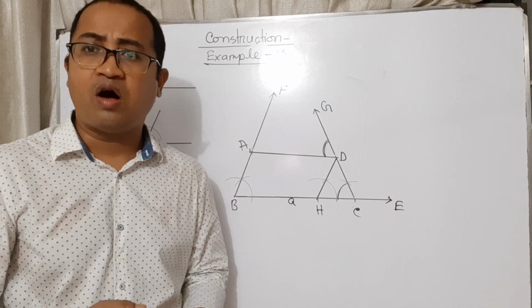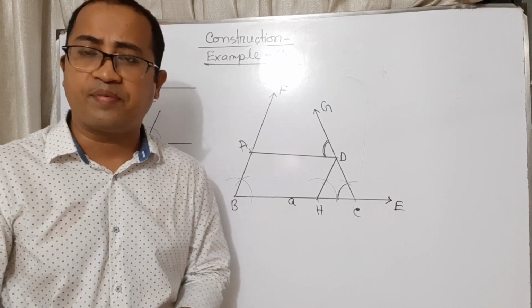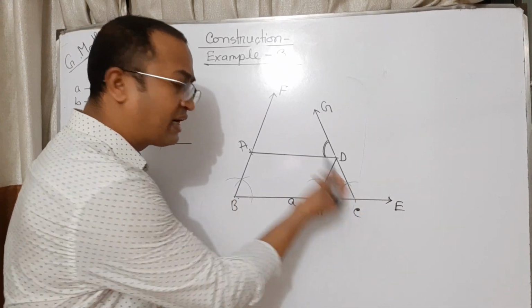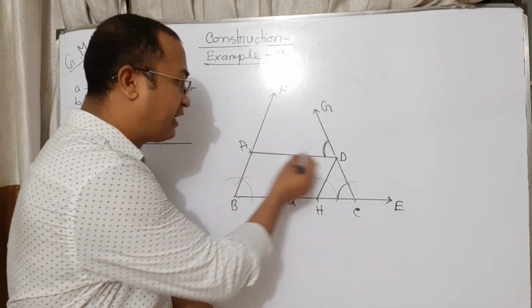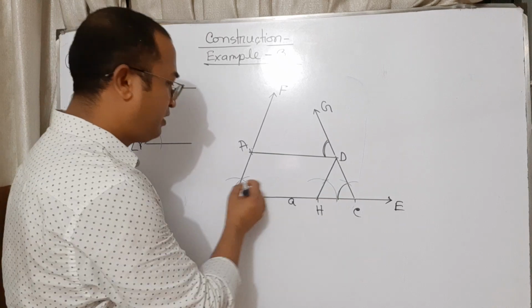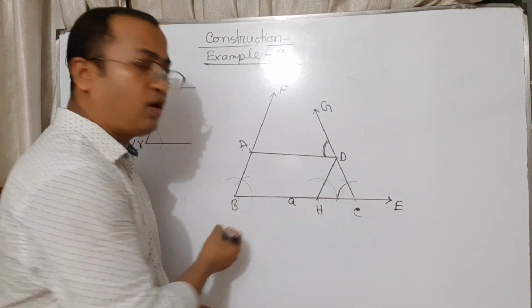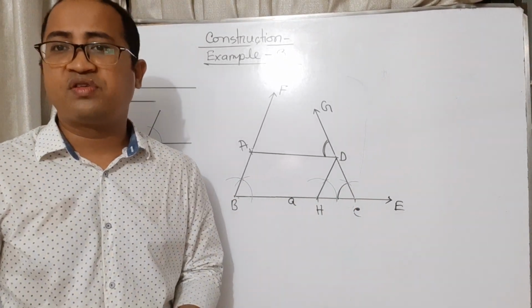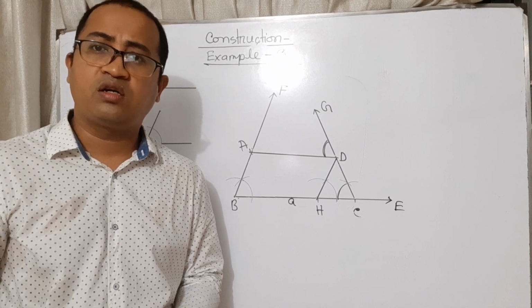Now I prove how ABCD is our required trapezium. Look, BC is the greater side and AD is the smaller of the parallel sides, and these two are the included angles of the greater side. So ABCD is our required trapezium.